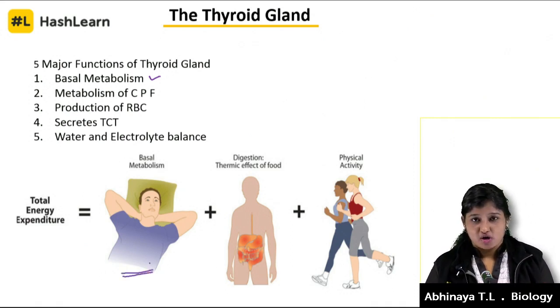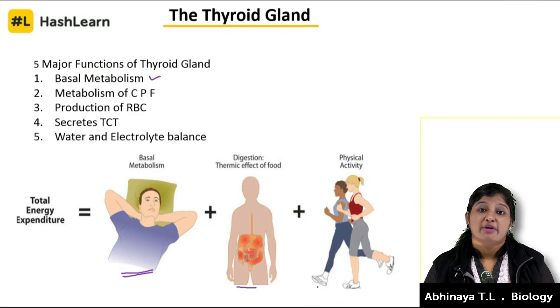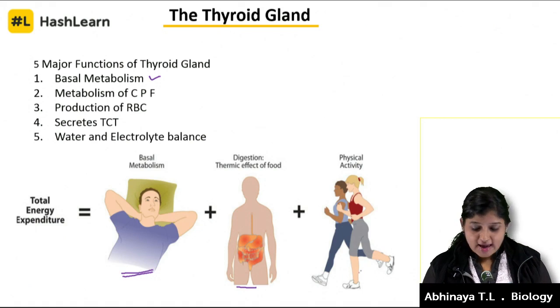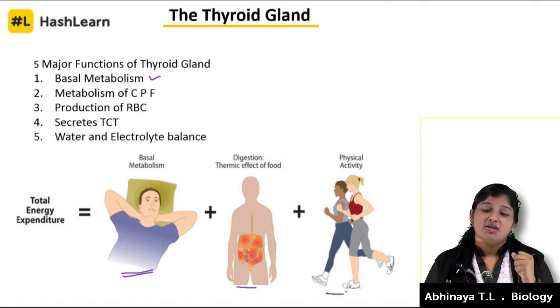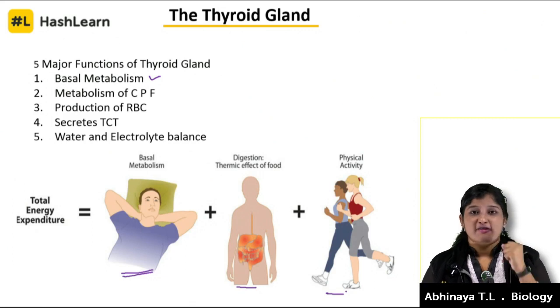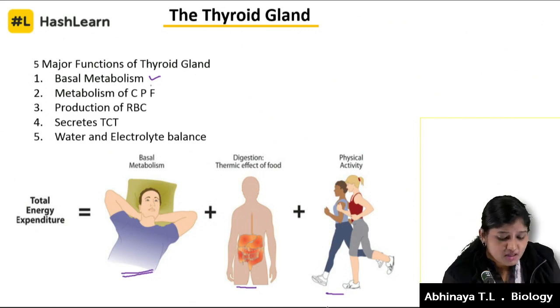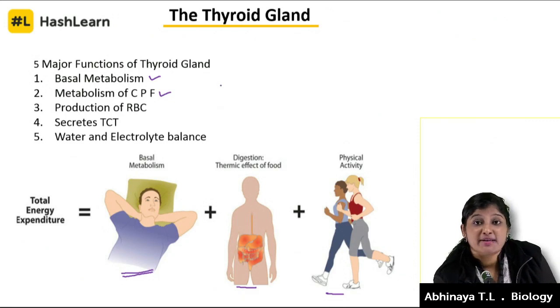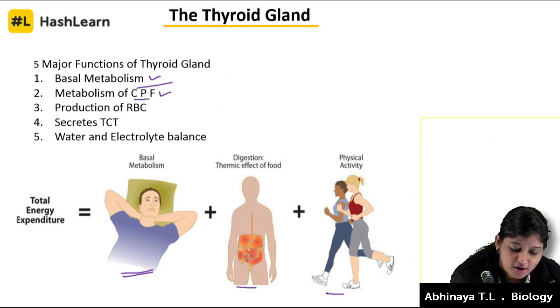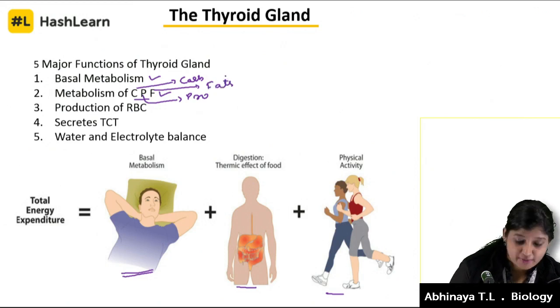As I said, give yourself a lot of exercise, and rest also. You have to rest too. Plus digestion, there is a thermic effect of food. Digestion means eating food properly, digesting it properly, and properly using all the nutrients we grab from our food. And physical activity: you should exercise regularly so that you burn fats and keep yourself fit. Then it maintains the metabolism of CPF, that is carbohydrates, proteins and fats. So it maintains the proper metabolism.